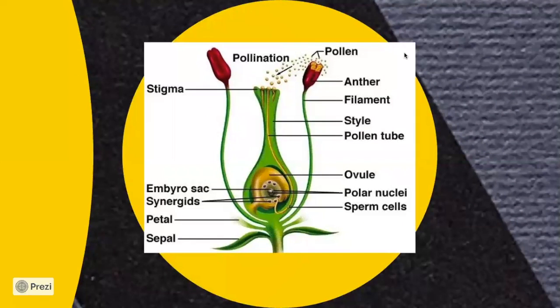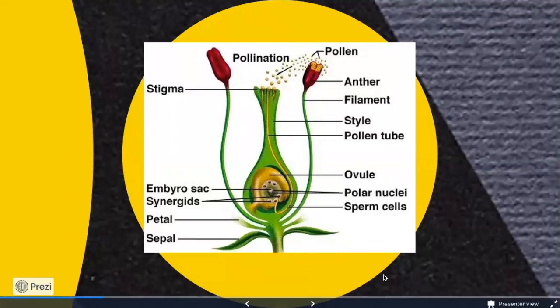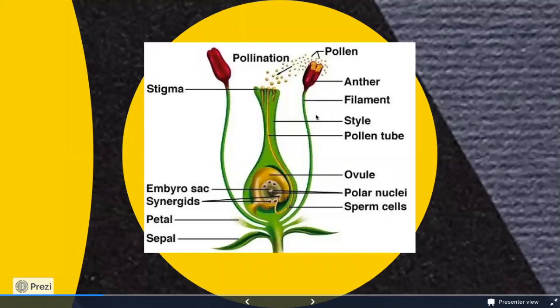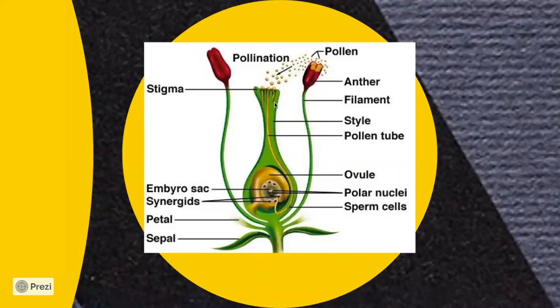So pollen is being produced from the anther, correct? Being supported by the filament. Let me get my annotation on. Here's the style. But then within the style is the pollen tube, right? It goes down, and down, and down, and then here's the ovule, the embryo sac. This is where life grows and develops.